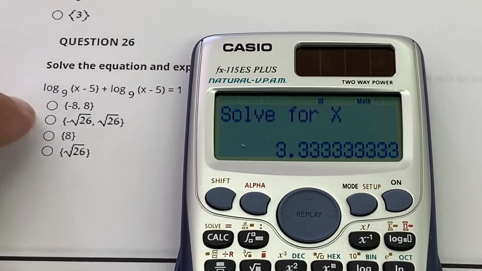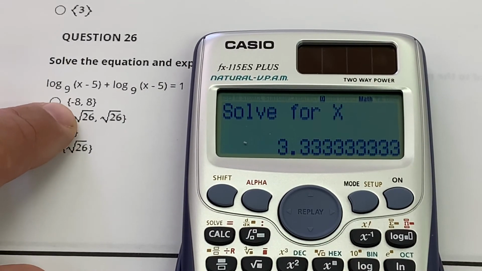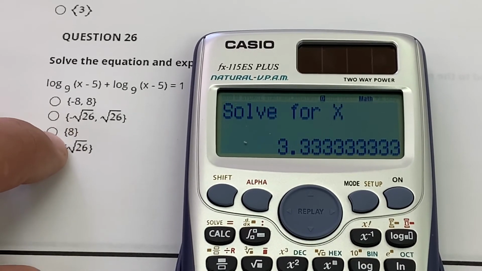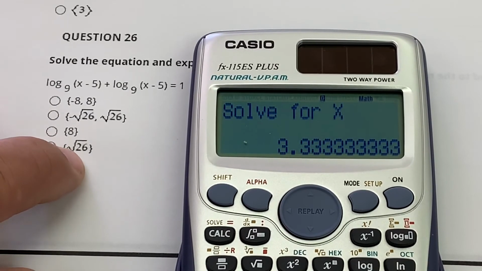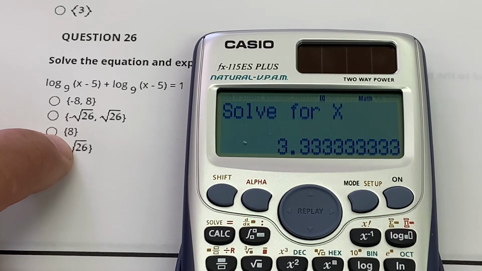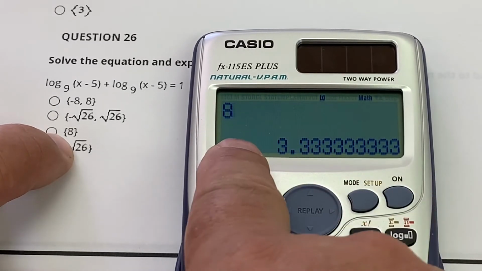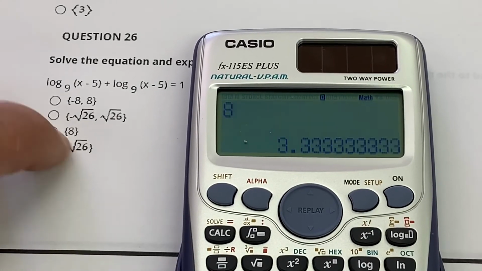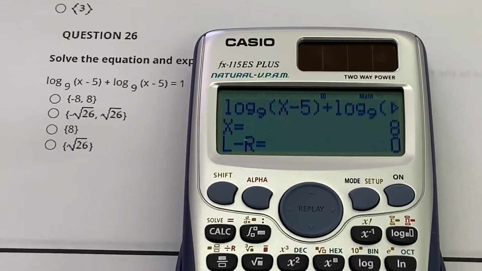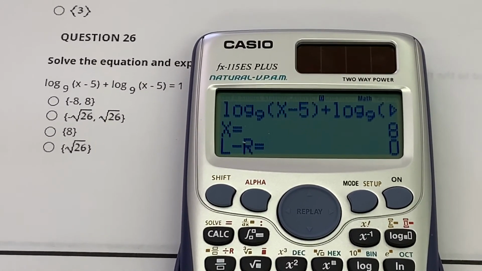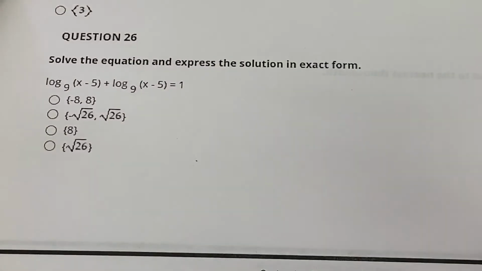And it's asking me to guess. Now, it can't be negative 8. Negative 8 would be incorrect. It can't be negative root 26. That would be incorrect. It could be 8 or root 26. Root 26 is a little bit bigger than 5. So I'm going to guess 8. So I push the 8. Now I'm going to push the equals. And it was 8. See how quick it did when you guessed correctly? So the answer is 8.